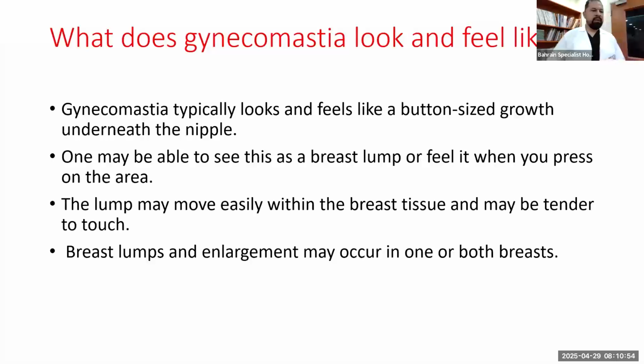So what does gynecomastia look and feel like? It typically looks and feels like a button-shaped growth underneath the nipple.